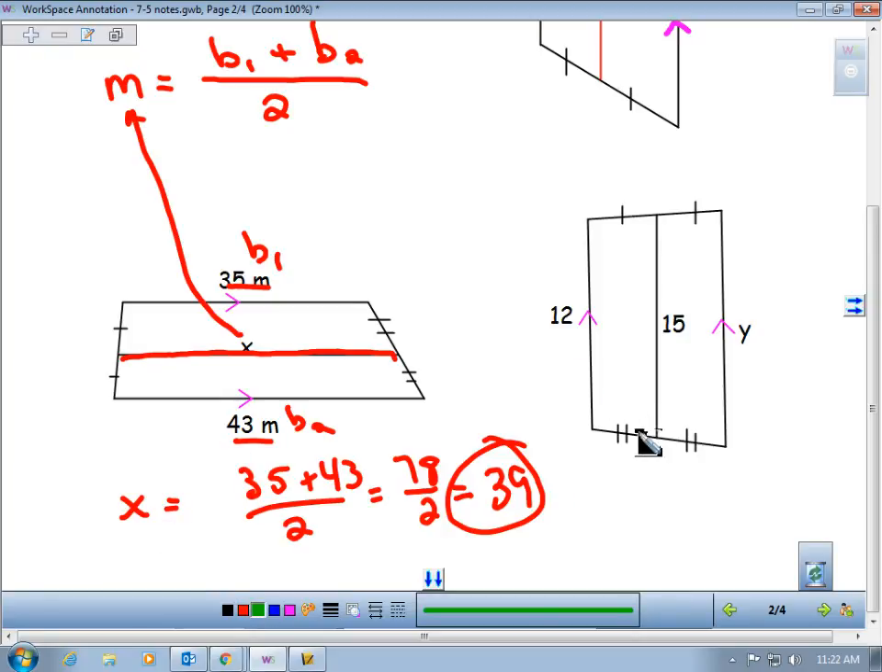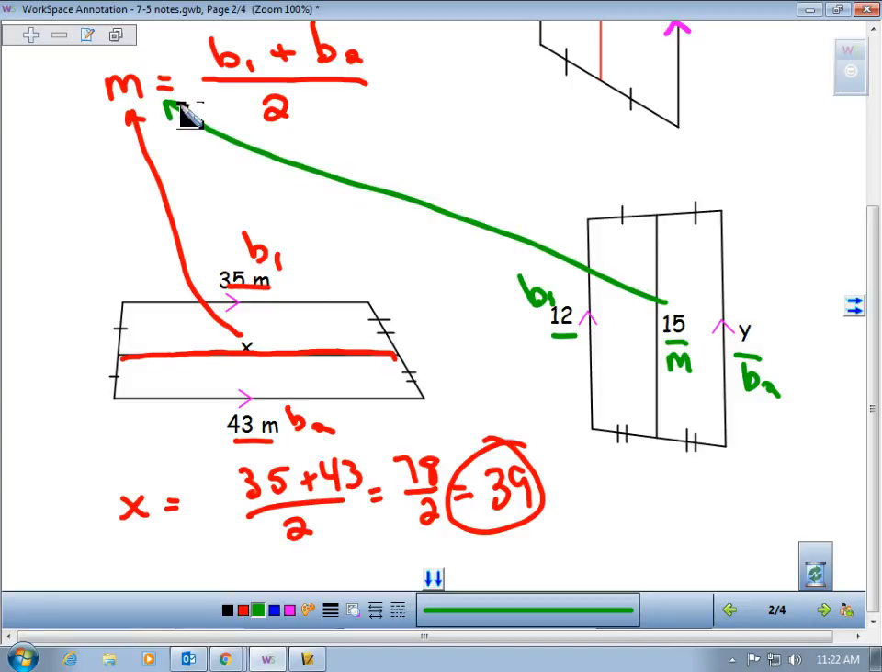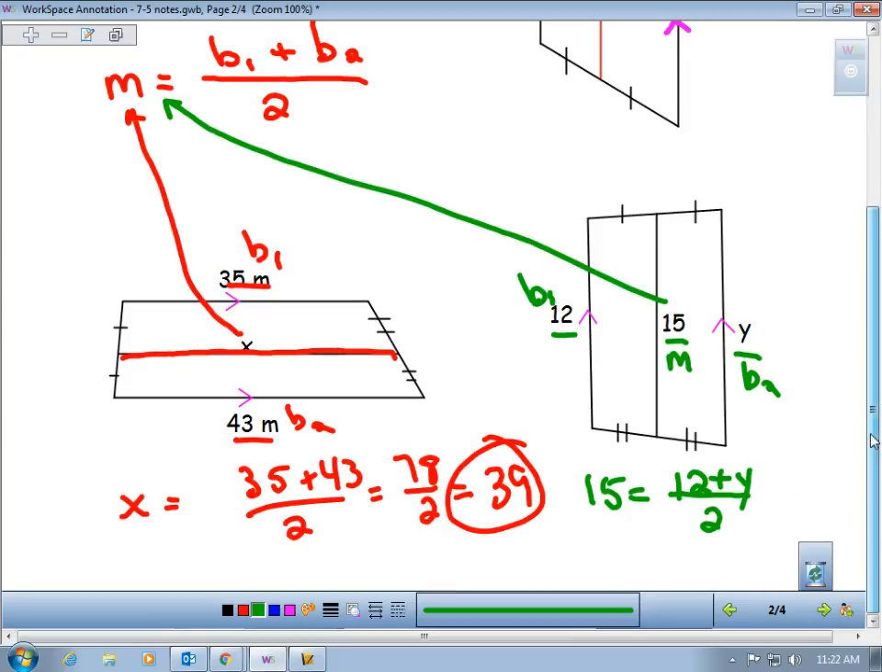Let's do this one here. Wow, this one's a little different. What do they give me here? 12 is what? One of the bases. What's 15? Yeah, this is the mid-segment or the median, right? And then y is my what? My other base. So now I'm going to just use the same formula here, but instead of x being in for m, it's 15 now. So that's what? 12 plus y is my 2 bases, divide by 2.